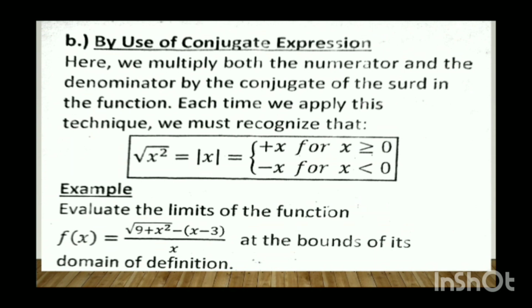So when you put the absolute value of x, it means it has two definitions. For x greater than or equal to 0, it is positive, and for x less than 0, it is negative. But when you put the absolute value there, it means the outcome must always be positive. So that's why it has two definitions.